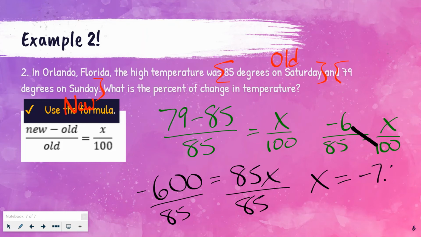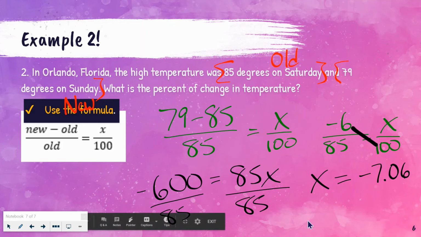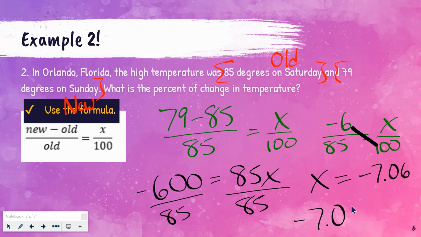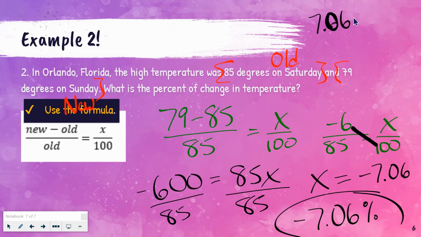negative 7.0. I'm going to round that to the hundredths place right away. 0.6. So it was really a 5 and then an 8. So that means that rounds up to a 6. So my final answer is negative 7.06%. Another way to say that is to drop that negative sign and actually just say 7.06% decrease. The decrease is already implying that it is a negative number.